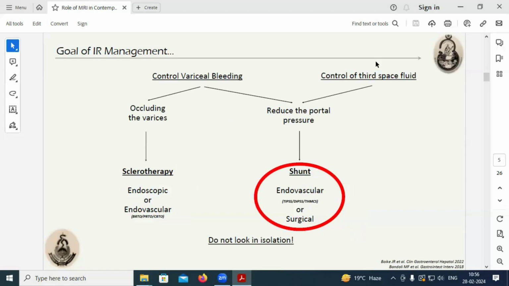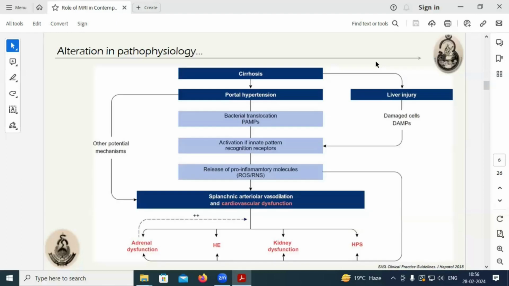So usually the patient would come to the gastroenterologist. They would try to manage it conservatively using medical treatment as well as the endoscopic route. And when that fails, there is an option of going in for surgery or for an IR procedure. And as we all know, nowadays IR procedures are competing with endoscopic procedures for becoming the first treatment of choice for portal hypertension.